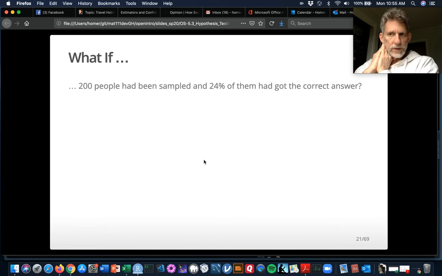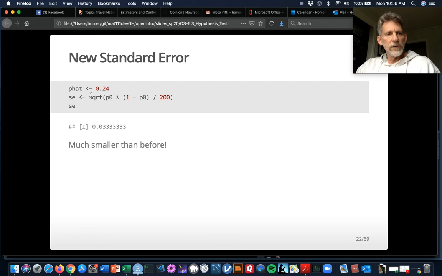Let's vary this example a little bit. What if it had been a different survey where there were 200 people sampled? And what if 24% of them had gotten the correct answer? Let's redo the test using this data. So we still have the same old p hat of 0.24, but we're going to have to change our computation of the standard error because we have a new sample size of 200. The p naught is still the 1/3 that it was before, but the 200 here makes the standard error different. It's about 3.3% smaller than before.